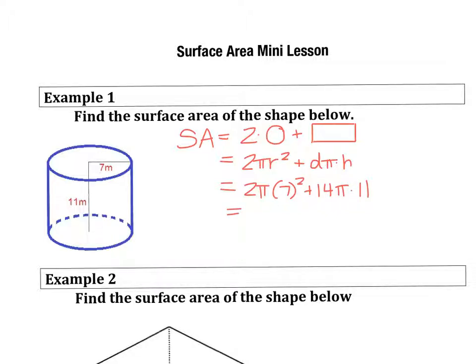7 squared, 49 times 2, 98 pi, plus 14 times 11, 154 pi. So 154 plus 98. We can actually add them together, like combining like terms, because they both have pi with them. That only works if they both have pi. We're going to use 3.14 to approximate. So 791.28 meters squared. Why is it squared?